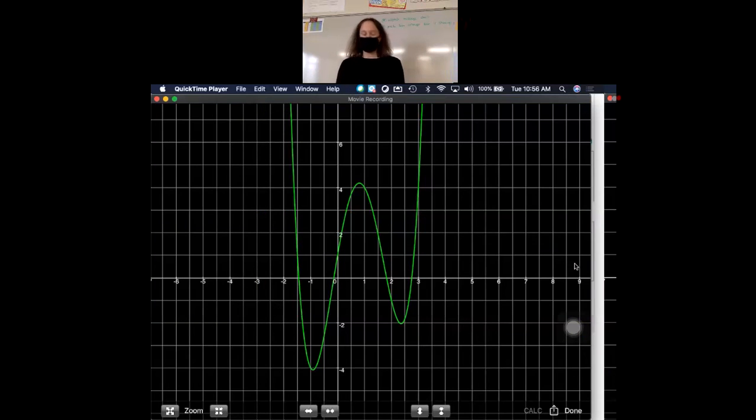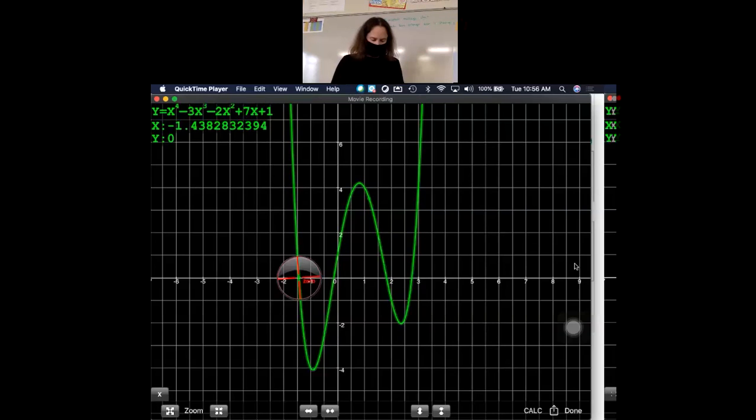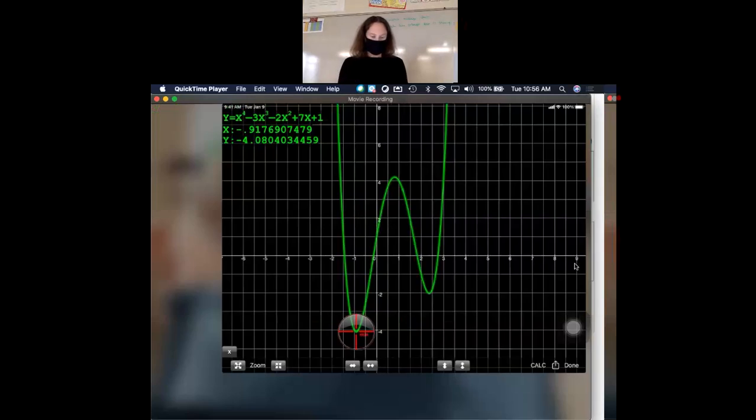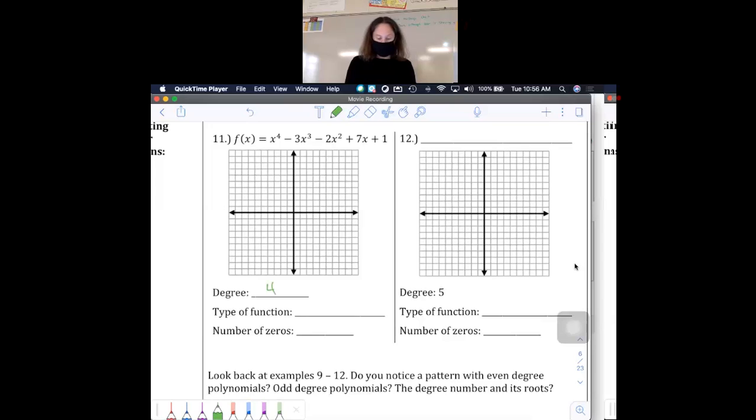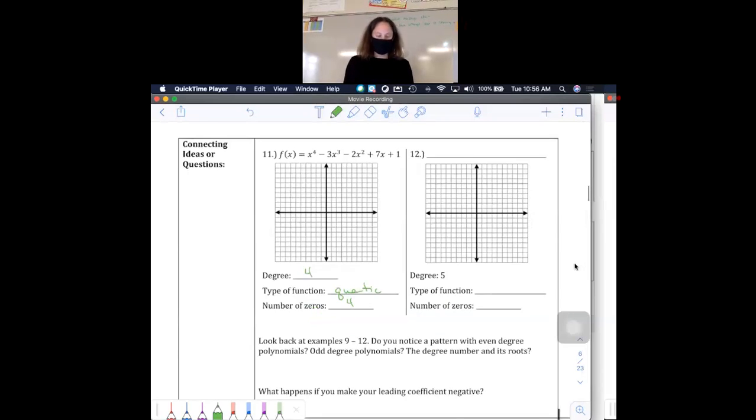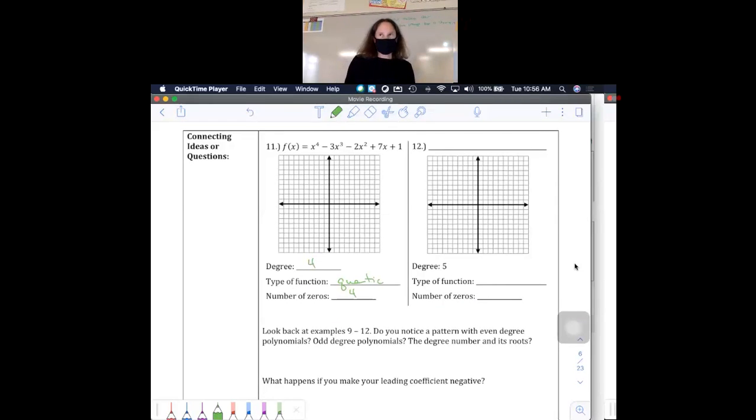X to the 4th minus 3x cubed minus 2x squared plus 7x plus 1. Okay, so if I go to graph, I forgot to take the other one off. Now go to graph. There you go. So it's just a matter of picking those key points and approximating them. Your x-intercept is about negative 1.5. Your minimum down here is approximately at negative 0.9 and negative 4.1 almost, and so forth. So make sure that you take this and you transfer it to your graph on your notes.